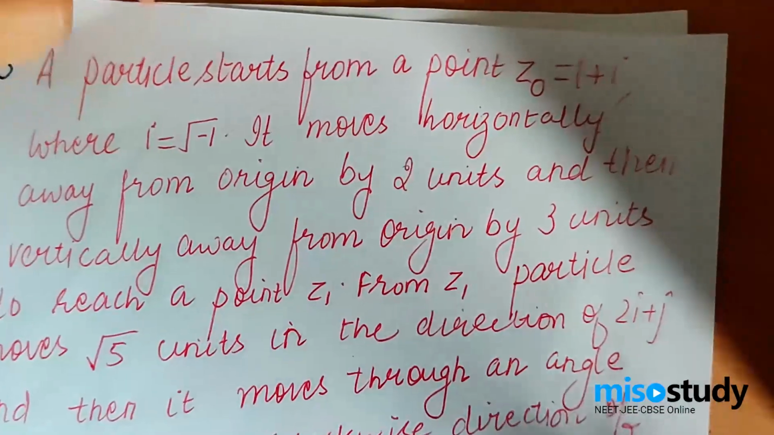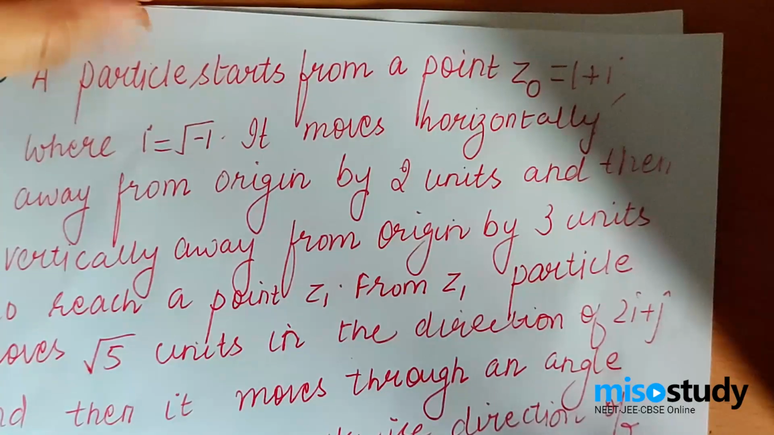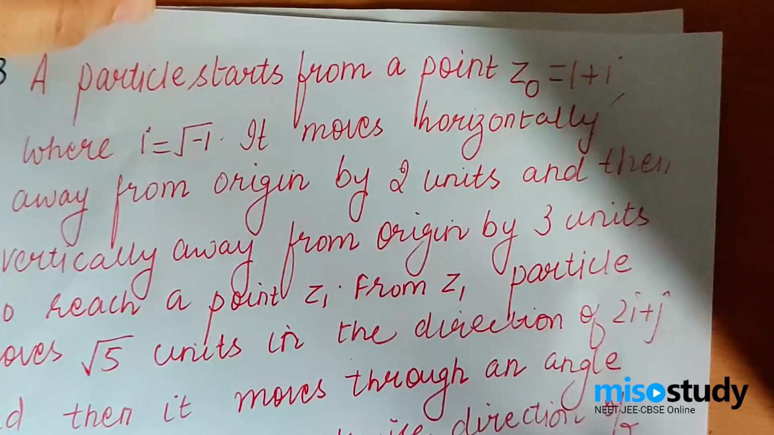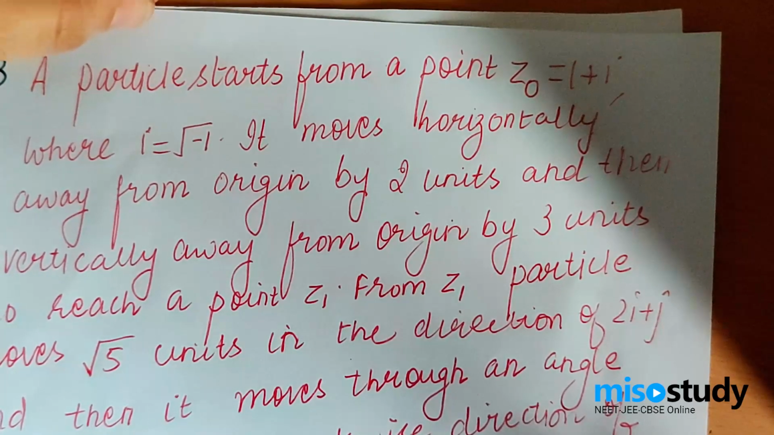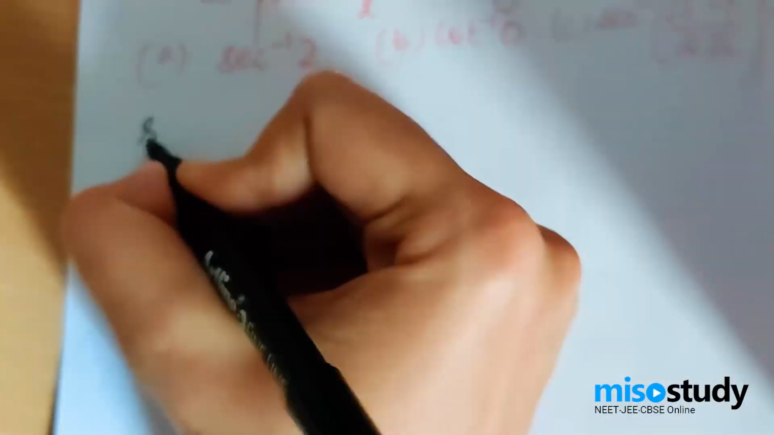A particle starts from point z0 equals 1 plus iota. That means it starts from (1, 1). It moves horizontally away from the origin by 2 units and then vertically away from the origin by 3 units to reach a point z1. Alright, so let's first of all draw the diagram of what is said here.